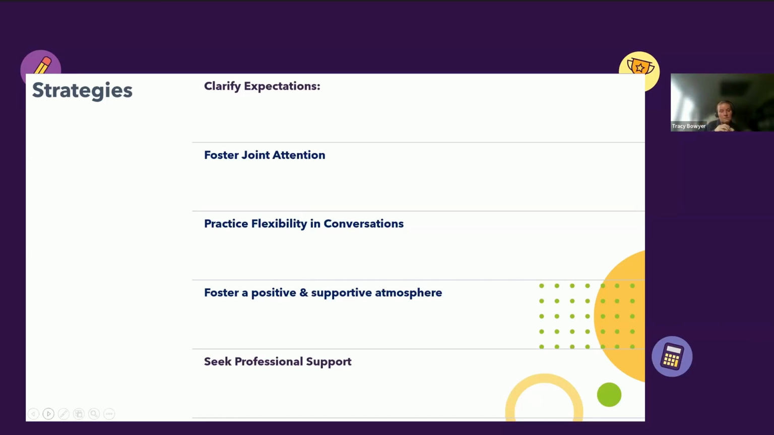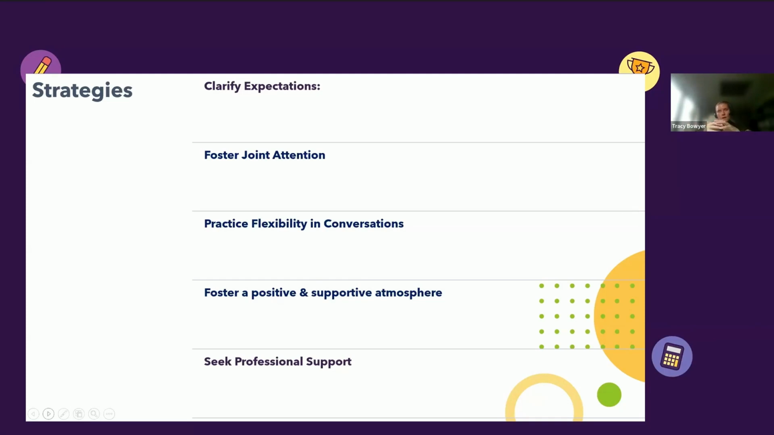So thinking about those types of things, follow their interests as well. There's no point in trying to do things if they're not interested, and they're not going to engage. So where possible, use their interests to your advantage. Practicing flexibility in conversations. So again, thinking about things like practicing turn taking, also expanding on topics. If you've got young people that want to talk about a specific topic all the time, try to build in other subjects.